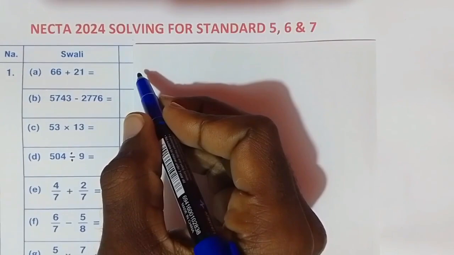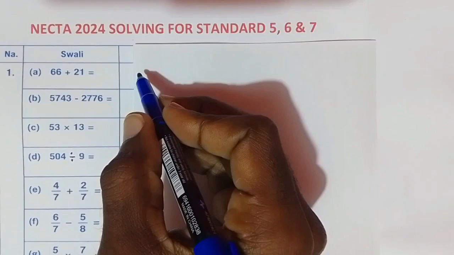We have given 66 plus 21. We are going to put this question into vertical. That is going to be 66 plus 21. 6 plus 1, we get 7. 6 plus 2, we get 8. Our answer is 87.